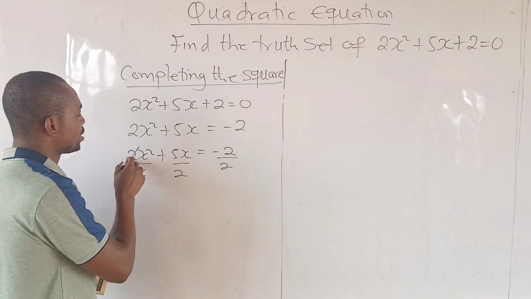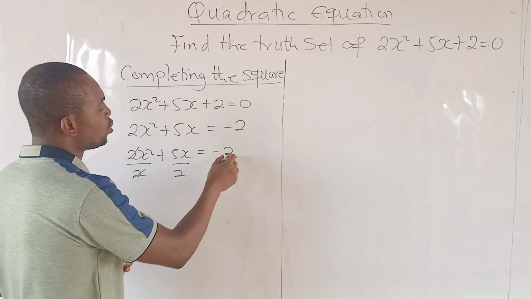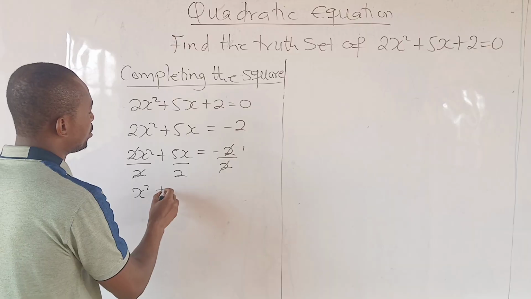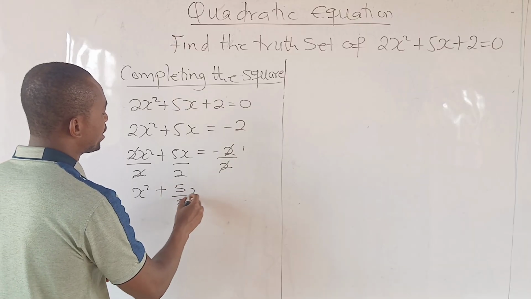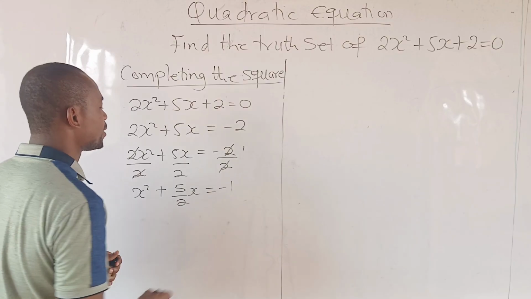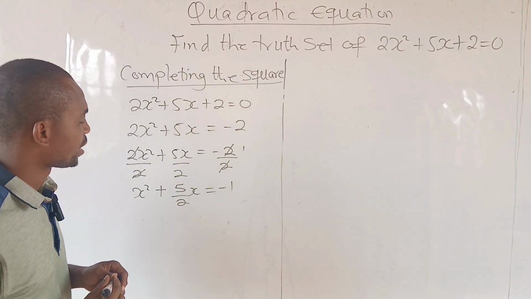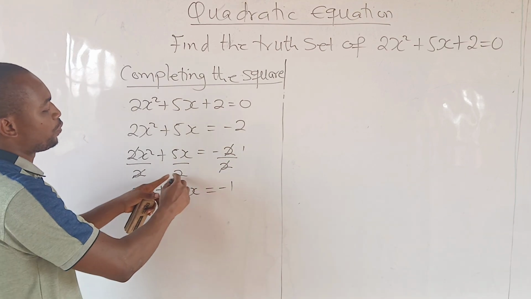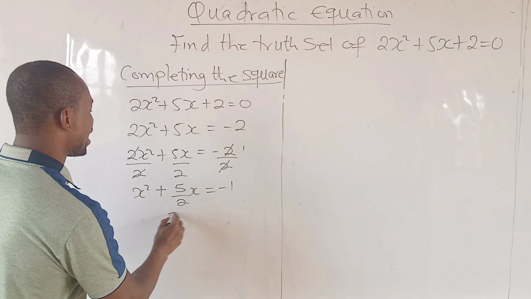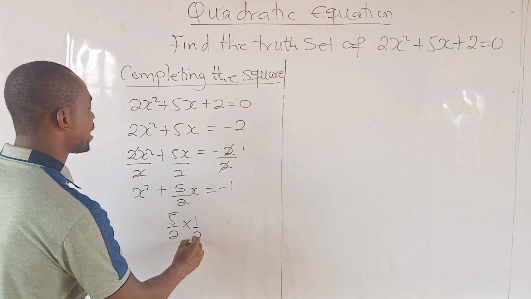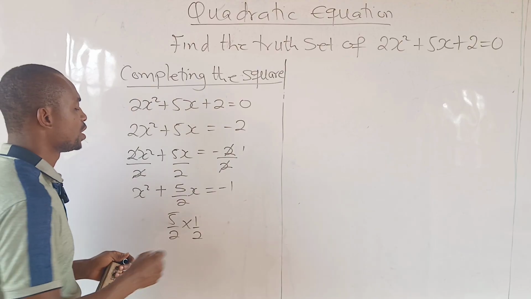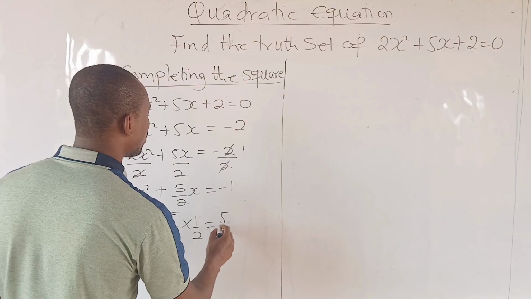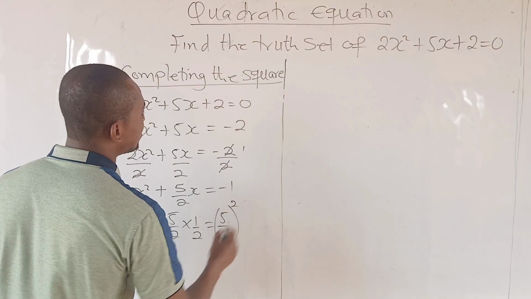So this will cancel the 2. 2 here goes into 2 here, 1. So you are going to get x squared plus 5 on 2x equal to negative 1. So the next step is that you are going to take the coefficient of this x, that is 5 on 2, then you multiply it by half, 1 on 2. Then the final answer, you square it. So we are going to get 5 on 4, then you square the final answer.